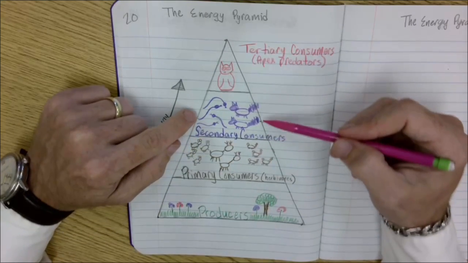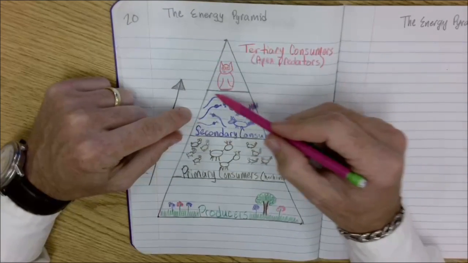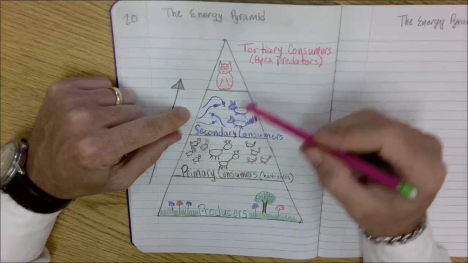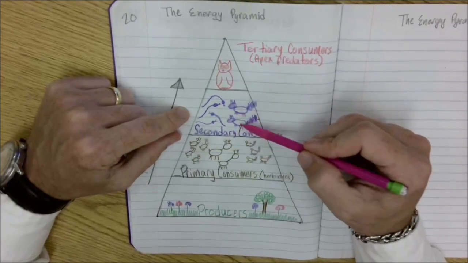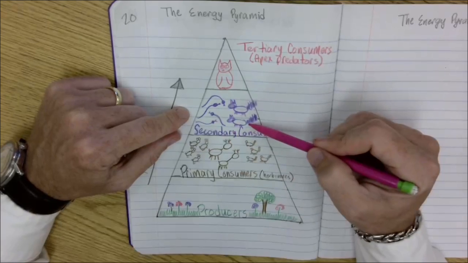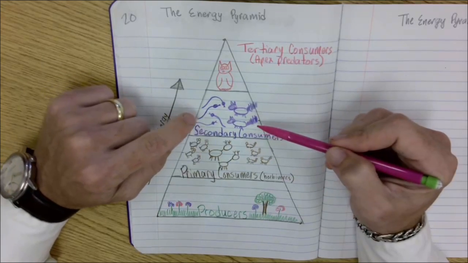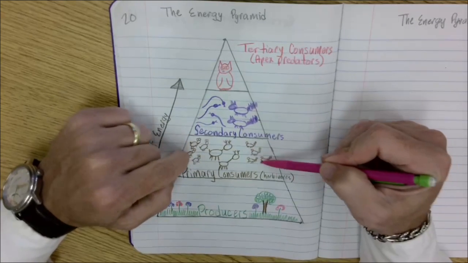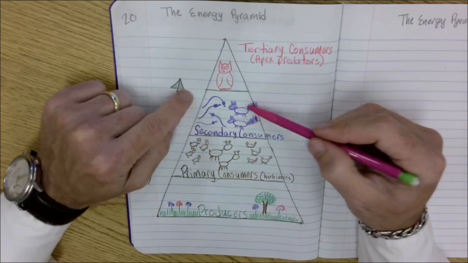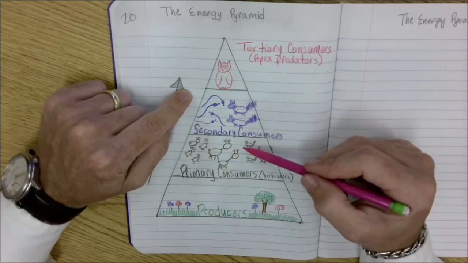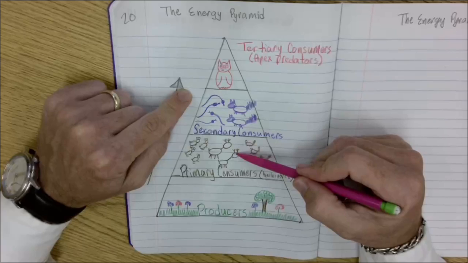If we go up again, we have our secondary consumers. We can see our box got a little bit smaller. Our population got a little smaller. There's only 6 in this box. That's because there are fewer secondary consumers than there are primary consumers. So fewer of these, more of these.